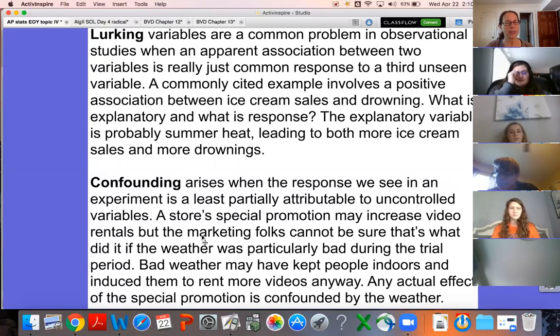And confounding is when something is introduced that could be changed. For instance, if a store runs a special promotion and there's bad weather, people could say, well, the bad weather made the video sales go up because people were staying home more. But was it the bad weather or was it the store's promotion? So you can't separate them out to find out which one really caused it.